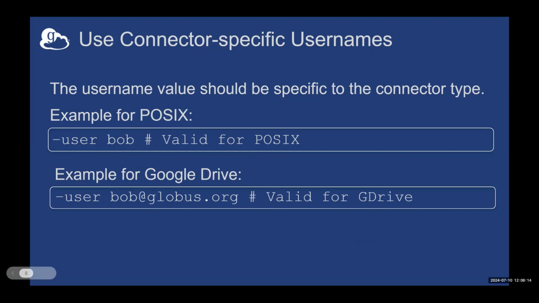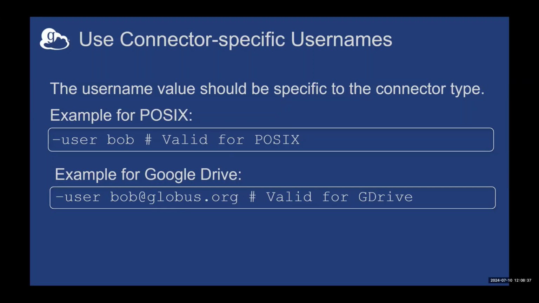The user values use connector-specific usernames. When you use these as sharing policy, you need to match the username specific to which GCS connector is in use by that map collection. So for instance, in these previous examples, I've been mimicking the POSIX connector expected usernames like Bob and Alice.